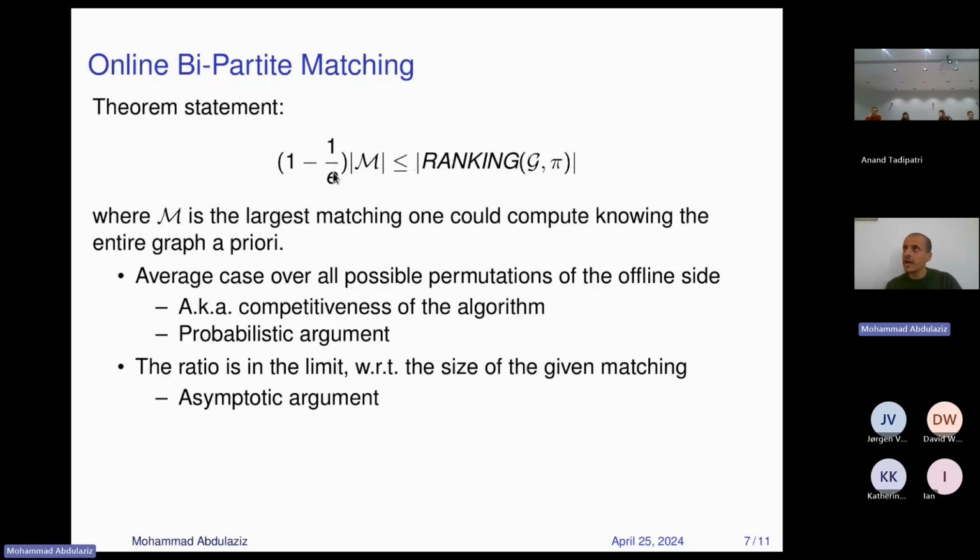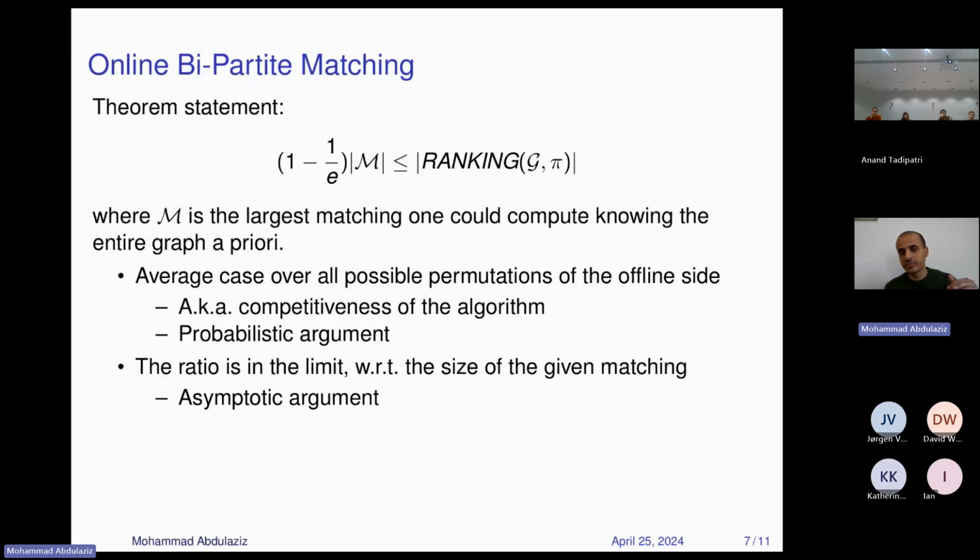Of course, this is the expectation, because ranking is a randomized algorithm that operates based on a random permutation of the offline side. So if you take the expectation over all possible random permutations of the offline side, the output of ranking has to be greater than or equal to this fraction of the maximum probability matching. And this is called the competitiveness ratio of the algorithm. And this is, of course, in the limit with respect to the size of the given graph.